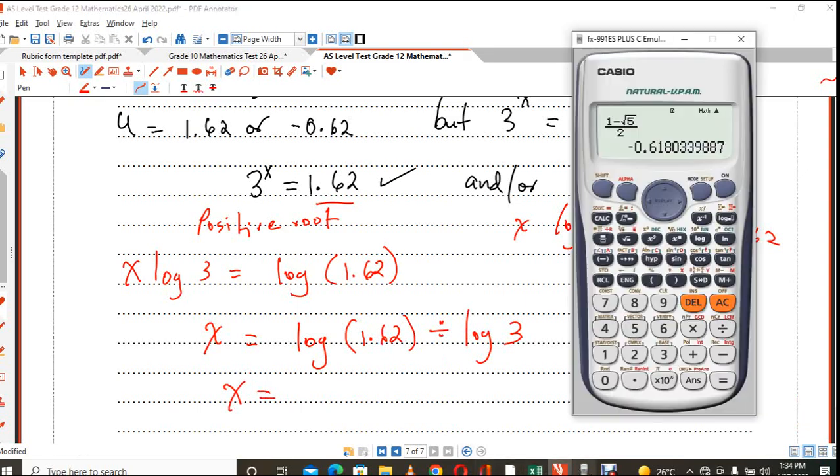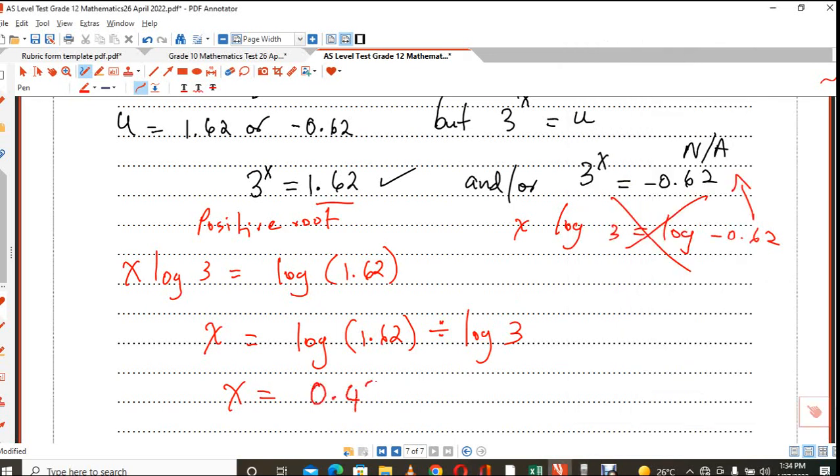And let's quickly see what our calculator gives us. We have log 1.62 divided by log 3. I can actually press equal to. It gives me enough places to give my answer as 0.438. This one, and no other answer. This is AS level.